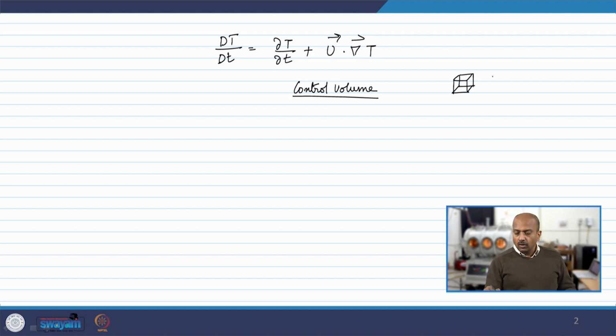right. So, this control volume can be of two types. Number one, an Eulerian control volume, and number two, a Lagrangian control volume.